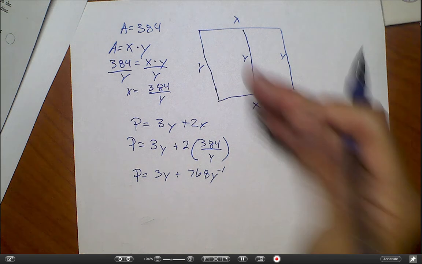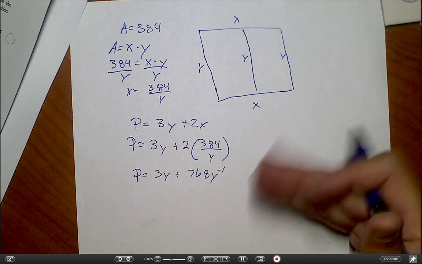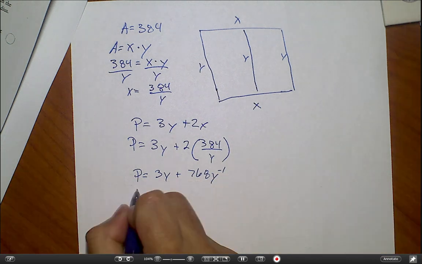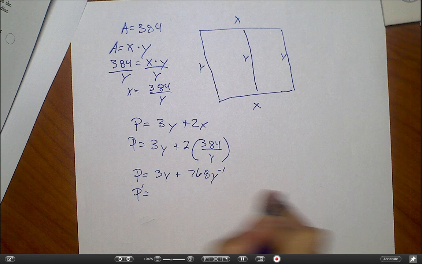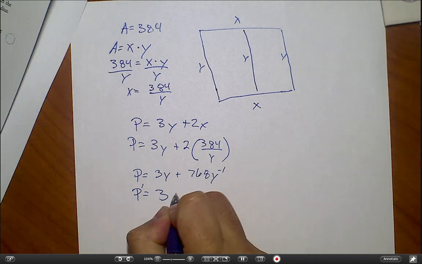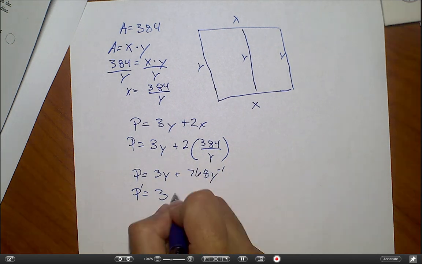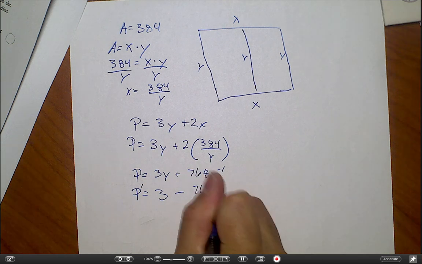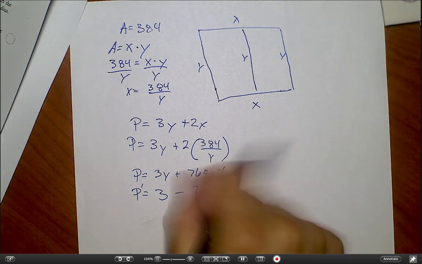So now I had a problem with x's and y's together, and now I only have one variable. So with that one variable, I could go ahead and do my derivative. So p prime is going to be equal to, now everything is in terms of y, so it's going to be 3 plus, right? But when I take the derivative of this, the negative 1 goes out front, so that's minus 768 y to the negative 2. Yes? Okay, so now that I have it set up.